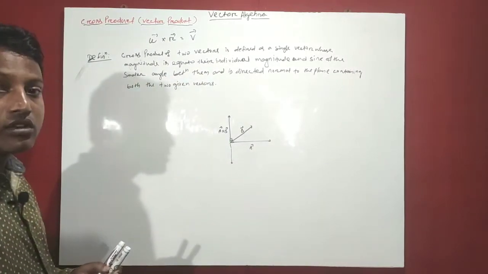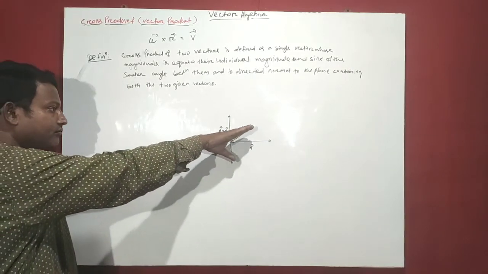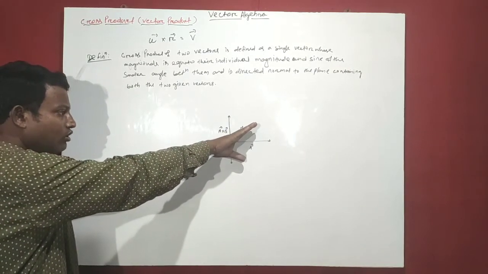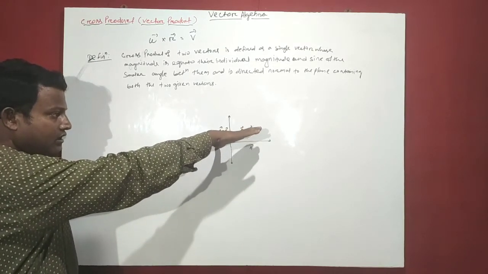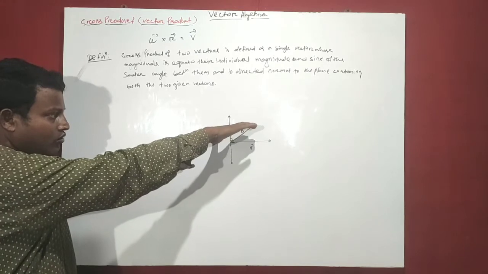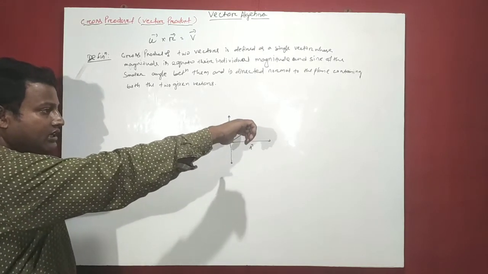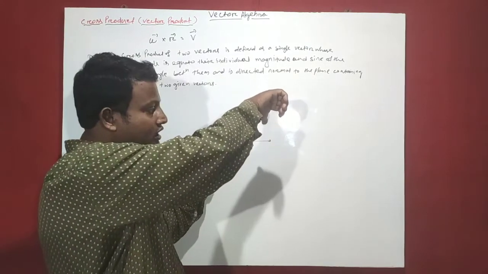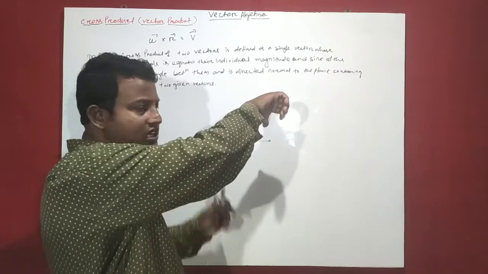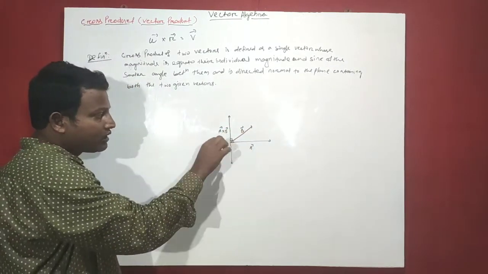You may ask, sir, what is B cross A? Yes. Put your palm along B like me. Then you curl towards A. You find that the thumb is pointed to the back side of the whiteboard. That means the thumb is pointing behind the whiteboard.